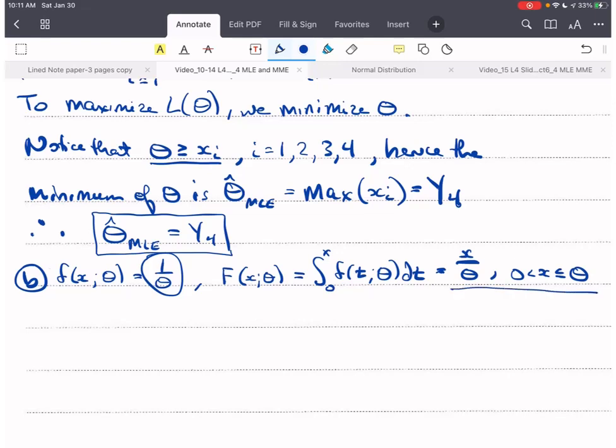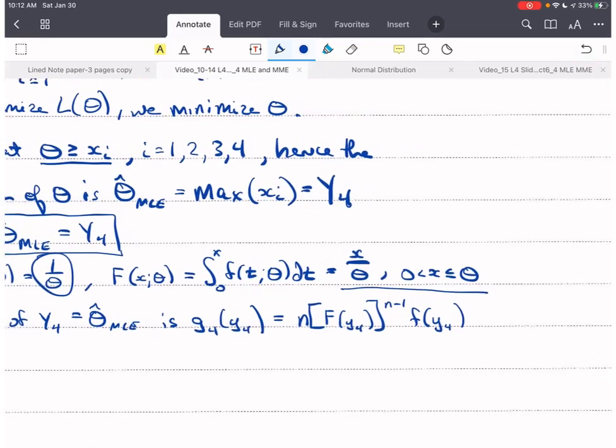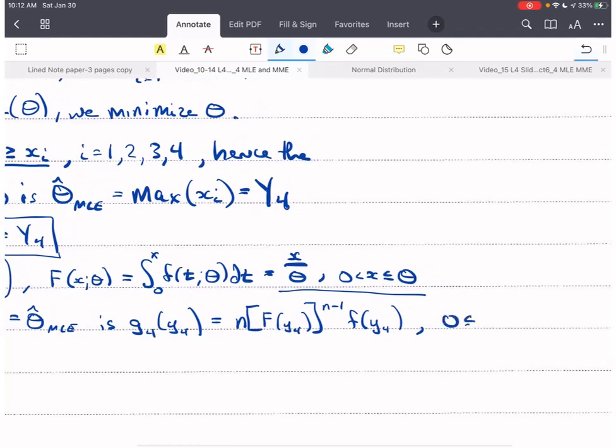Now, we have F of x, the CDF, okay? And the PDF of y4, which is equal to theta hat MLE, if you recall from the section on order statistics from last semester, it's going to be g4 of y4, which is equal to N times the CDF of y4 raised to N minus 1 times f of y4. And we have 0 is less than y4 is less than or equal to theta. All right, so we substituted that in where x was.